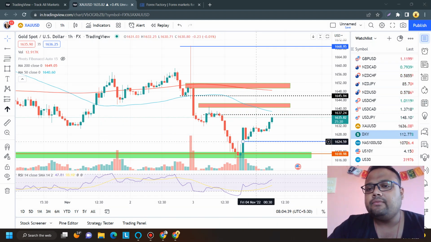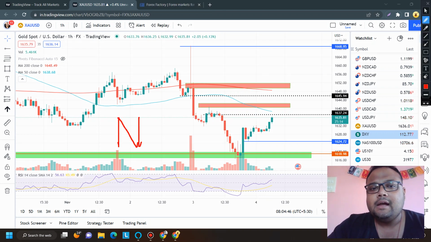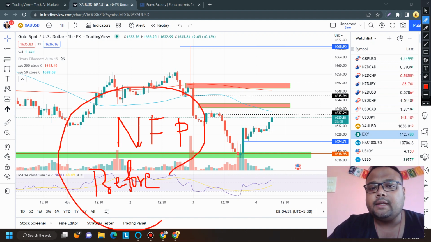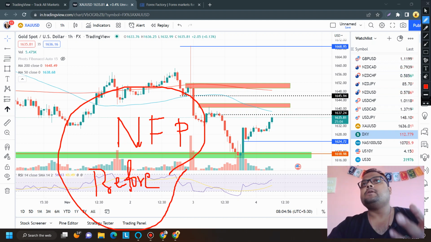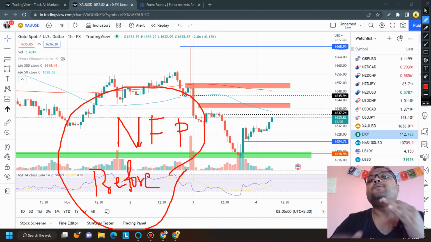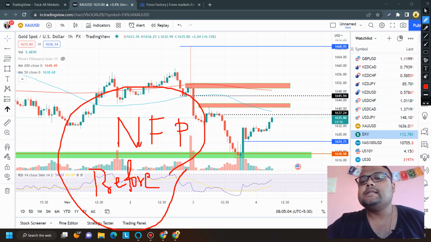So 1624 can be a support for day traders before the NFP. I'm repeating again, it can be a support before NFP only, not during the NFP, because whenever news comes out, there is big volatility in the market. So not all levels have an equal amount of strength to hold the market. In this case, this is a good support.